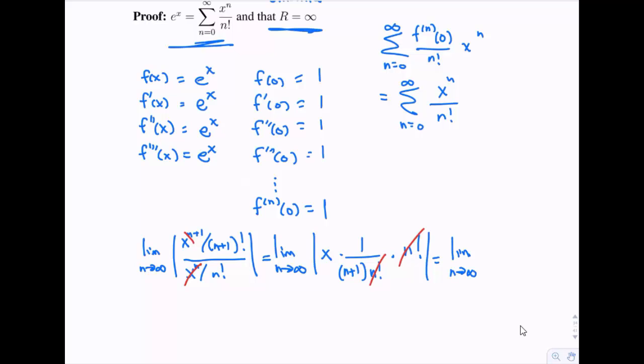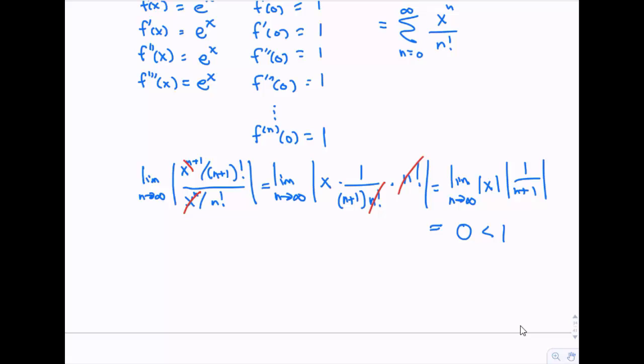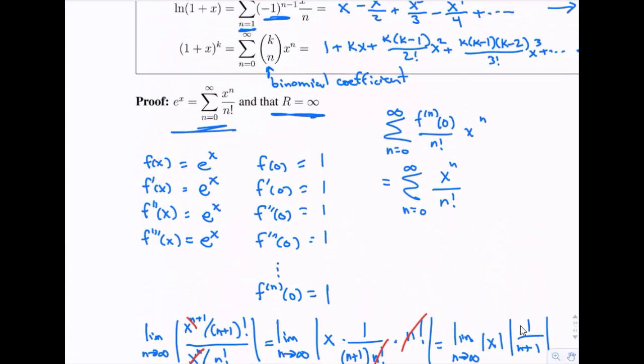Now as n gets very large, remember x is constant here. So I'm going to kind of separate this. As n gets very large, what happens to 1 over n plus 1? Well, it heads towards 0, right? And when is 0 less than 1? Which values of x? Well, you can see there are no longer x's even in this equation. So this is always true. No matter which x value you choose, it works, it converges. The ratio test is going to be less than 1. So, by the ratio test, we know that the radius of convergence is infinity. So that's how one can actually prove what the radius of convergence is.